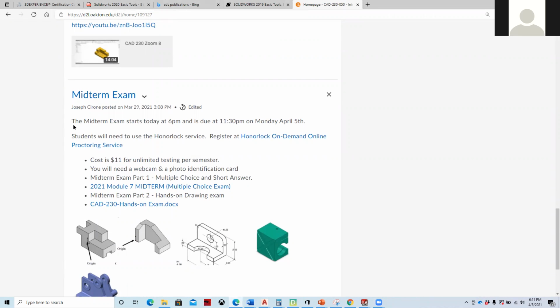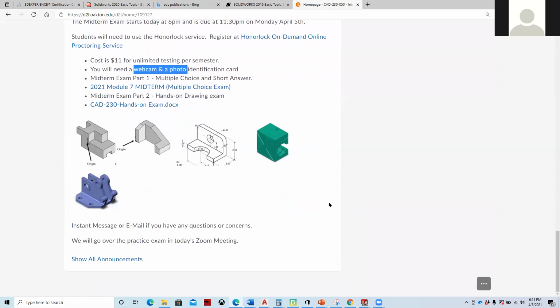The midterm exam is due tonight at 11:30 p.m. I've had several people who've gone through and taken the midterm exam. It is an Honorlock exam for the multiple choice portion of it. You don't necessarily have to use Honorlock for the hands-on exam. You can if you want to. Basically, they just record your webcam and verify your identity. So you will need a webcam and a photo identification to take that exam.